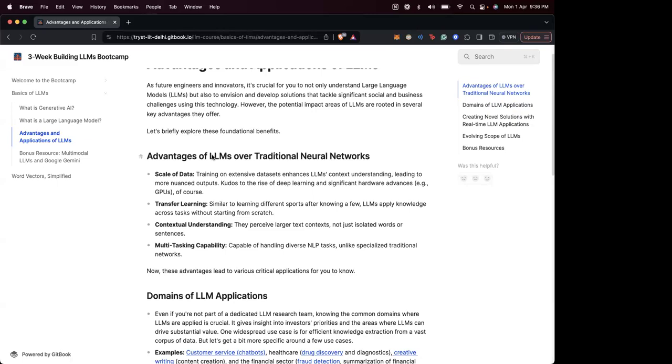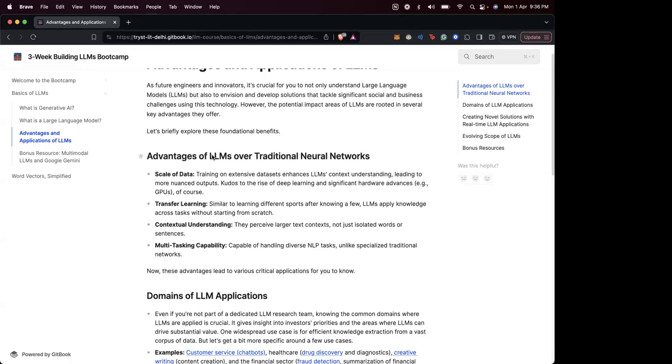The second is transfer learning. Similar to learning different sports after knowing a few, LLMs apply knowledge across tasks without starting from scratch. The point is that if you tell it a little bit about some domain and some particular things in that domain, it will transfer and apply that same knowledge to other parts of that domain without you telling it much about those other parts. That's called transfer learning.